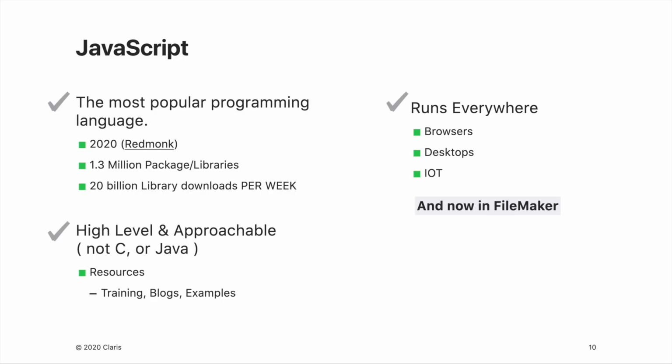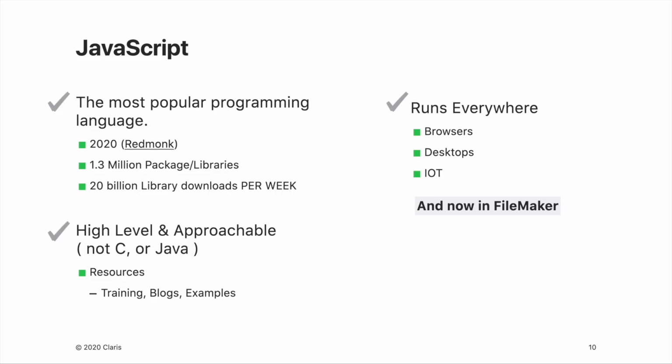So first of all, an introduction on JavaScript. JavaScript is the most popular programming language on the planet. Millions of developers around the world. The resources are extreme, everything from training and blog posts and examples to the free and commercial libraries available all over the internet, including from the main repository, NPM, which has 1.3 million packages hosted on it. And those packages are downloaded 20 billion times per week, which is just an insane amount of activity in this ecosystem, which is what's so exciting about it.